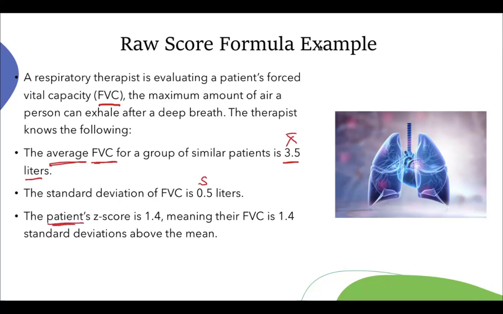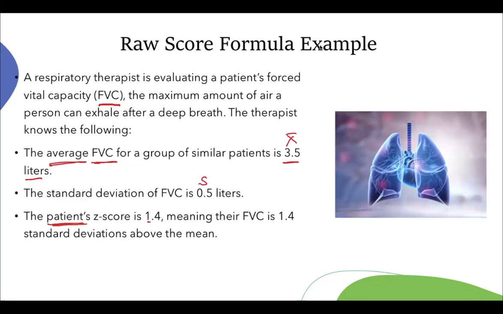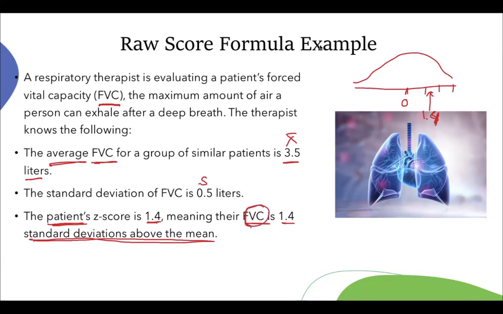In this group, there's a patient with a z-score of 1.4. Okay, so it means that their FVC is 1.4 standard deviations above the mean. Now, we know visually what that looks like because the mean is the center, and 1, 2, 3 standard deviations above makes 1.4, maybe around right there. But this question is asking us to take that a step further and take that 1.4 z-score and convert it into an actual forced vital capacity value. What is the person's raw score? What is their FVC score? Or their FVC measurement in this case.